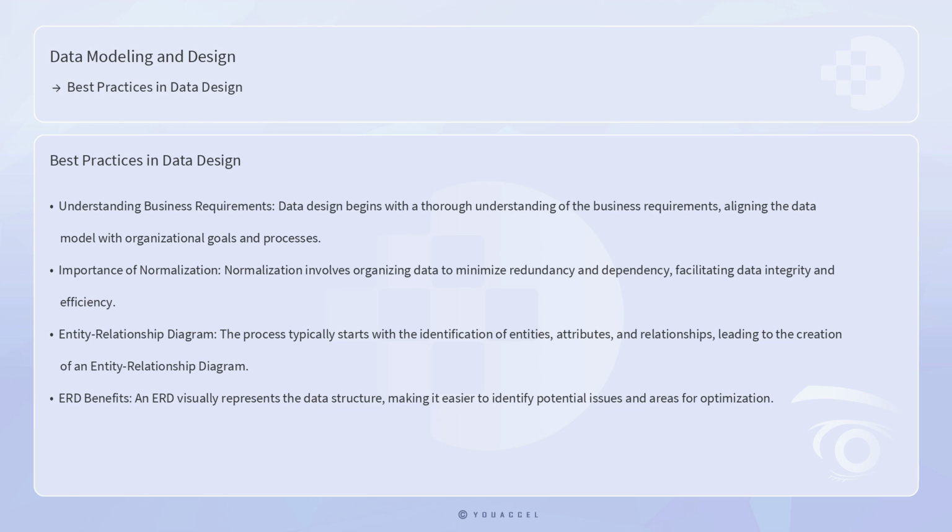Data design begins with a thorough understanding of the business requirements. These requirements inform the data model, ensuring that it aligns with organizational goals and processes. One of the primary principles of best practices in data design is normalization. Normalization involves organizing data to minimize redundancy and dependency, facilitating data integrity and efficiency. The process typically starts with the identification of entities, attributes, and relationships, leading to the creation of an Entity-Relationship Diagram. An ERD visually represents the data structure, making it easier to identify potential issues and areas for optimization.